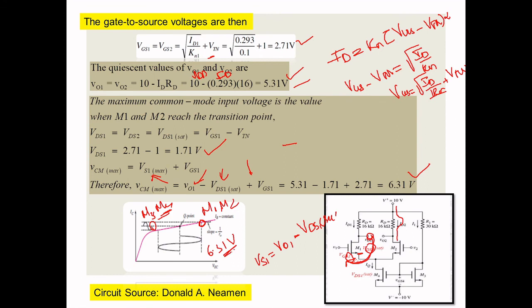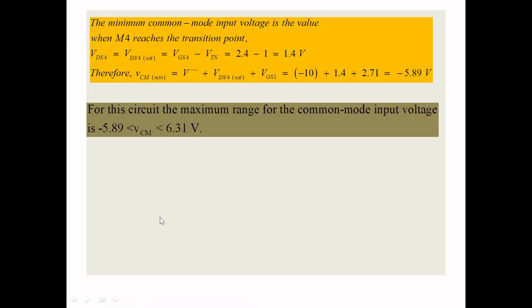6.31 volts. Now I want to find the minimum point with respect to the M3 and M4 transistors. Same here, you want to find the transition point with respect to the M4 transistor. So VDS saturation is nothing but VGS4 minus VTN. The basic formula is customized for the M4 transistor. So you'll be getting 1.4 volts.